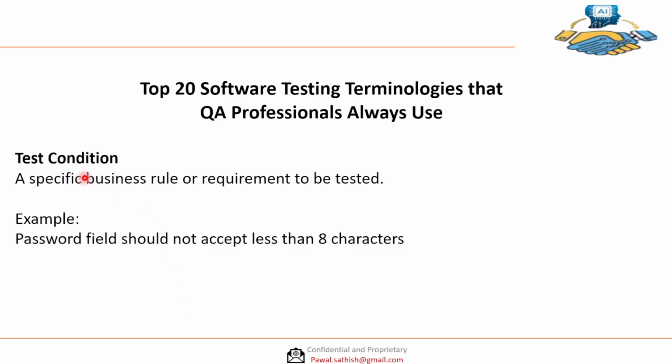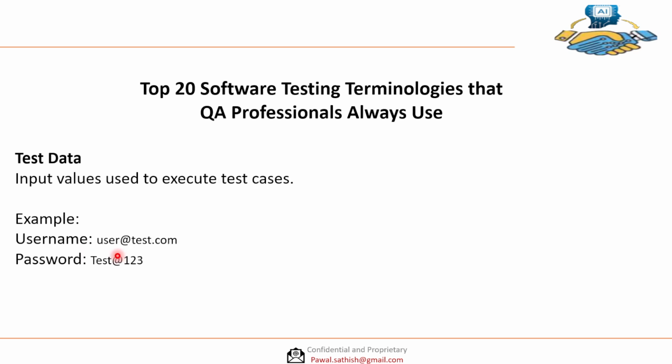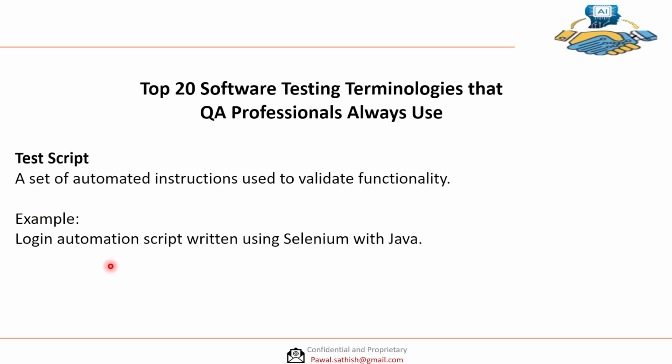And next is a test condition. It is a specific business rule or requirement to be tested. For example, the password field should not accept fewer than 8 characters. Then next is test data. Test data is used when we are executing test cases. It is the input values used to execute the test cases, for example username and password. If we are using the valid username and valid password test case, then we need to provide this data.